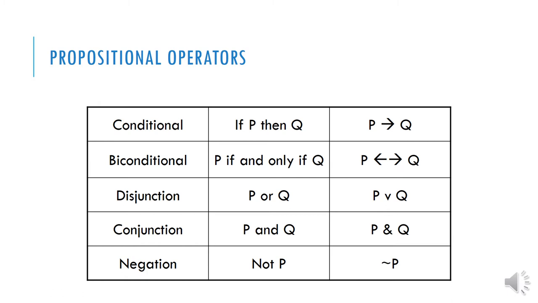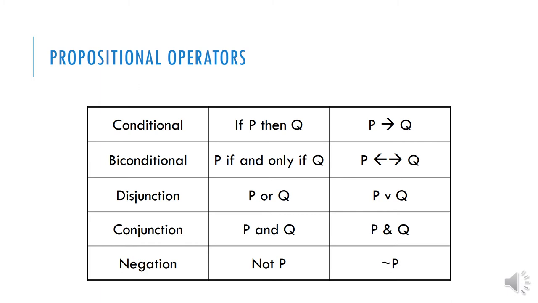The next, conjunction, is an AND claim, and here we represent that with the ampersand symbol. You might also see this represented with a dot, like a multiplication symbol. Lastly, the negation, not P, we represent with a tilde. It's just the squiggly line before the P.